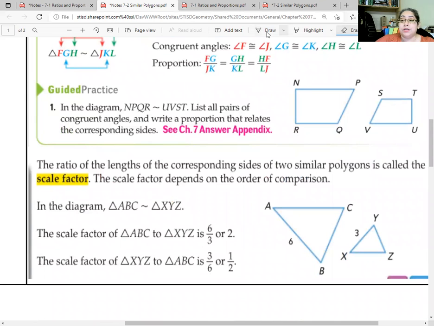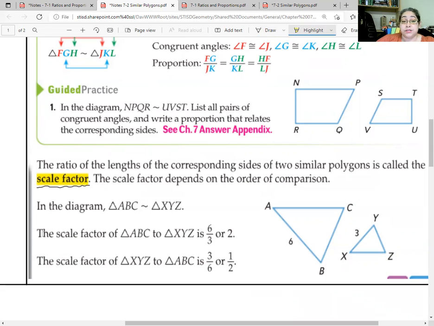Now the big heavy lifter in terms of whether this thing is similar is the fraction you get when you write the two sides, one side from one shape divided by the corresponding side of the other shape. That ratio, that fraction, is called the scale factor. The scale factor will depend on the order you're comparing things.